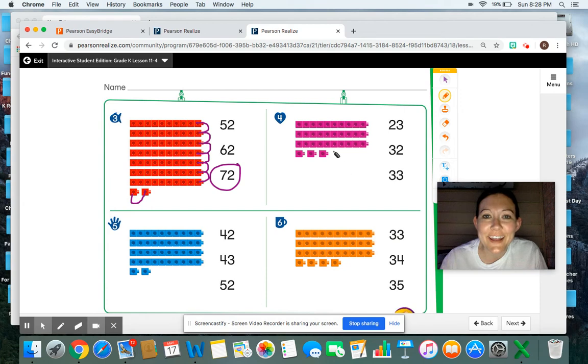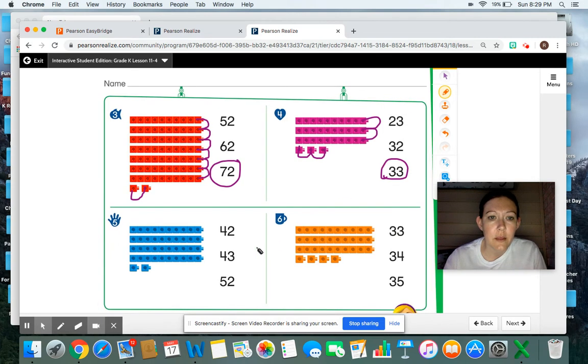All right, let's try another one. This is another group of 10. Here we go. 10, 20, 30. Stop. 31, 32, 33. Which one of those numbers shows 33? You got it. 33.